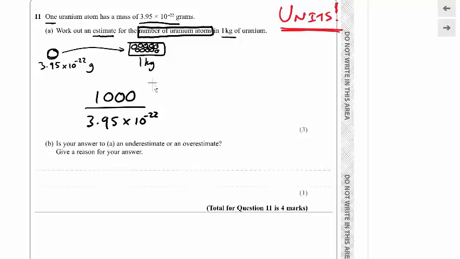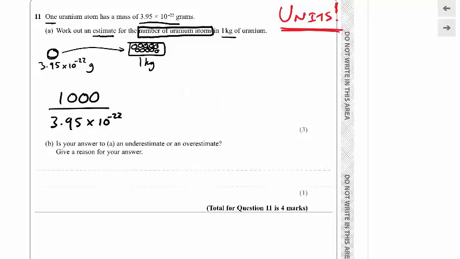Okay, so let's try and have a look at this thing here. Let's try and evaluate it, because that's what we're after. So 1,000 divided by 3.95 times 10 to the minus 22. Well, we are asked just for an estimate, right? So we're not expected to be able to divide by 3.95. So let's just choose a number that is close to 3.95 that we can easily work with. Well, I think 4 would work pretty well. So if we convert this into a 4, that would work pretty well, right?